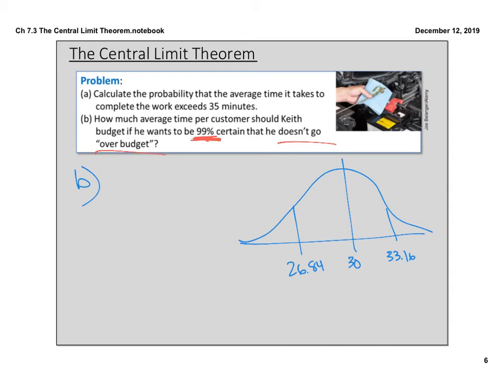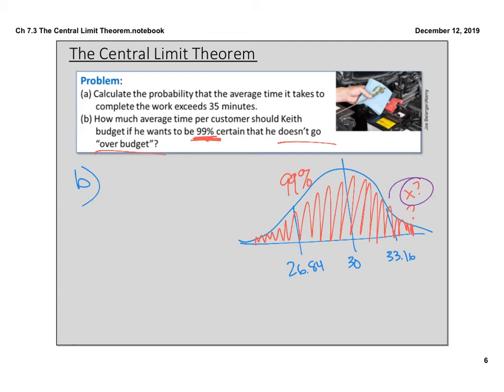So we want to know what this value would be. What's my x? X is my question. So that this whole piece is 99%. We want 99% of his customers that are coming in for that free oil change to be under the budget. So what does the budget need to be? This is our magic number. What does the allotted time need to be?